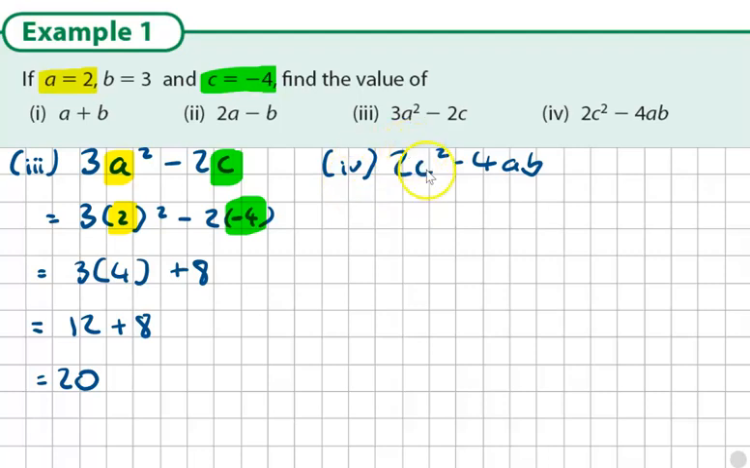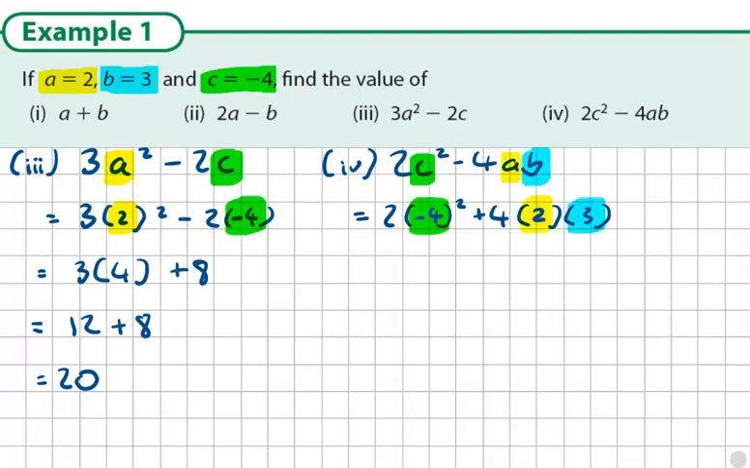Part 4, 2C squared minus 4AB. So again, we're going to replace all the letters with empty brackets. And then we're going to replace the C with -4. Make sure you include the minus. The A with 2 and the B with 3. So you can put it straight into the calculator or you can work it out step by step.